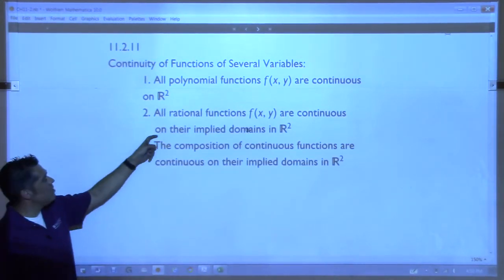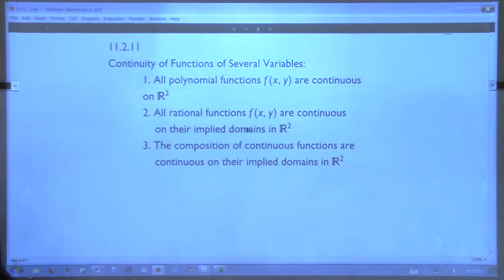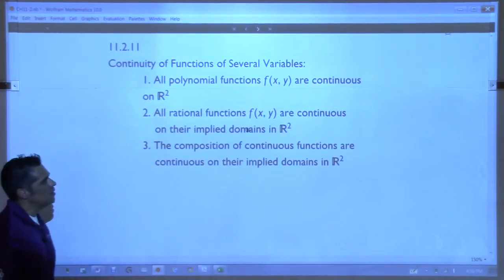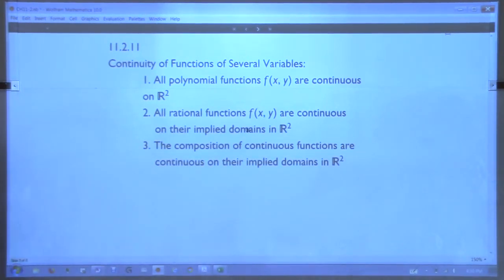Also, all rational functions are continuous on their implied domain. So every function that I've given you where we've had a fraction, we've had some problems where we had 0 over 0, but everywhere else where you didn't have 0 over 0, it is continuous. And anytime you take the composition of two continuous functions, you are still continuous. So these things are kind of following what happened in Cal 1.